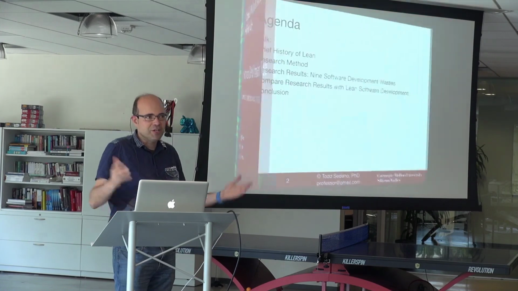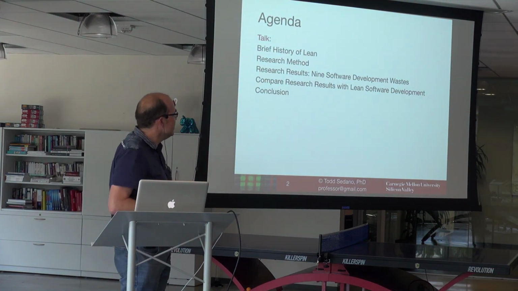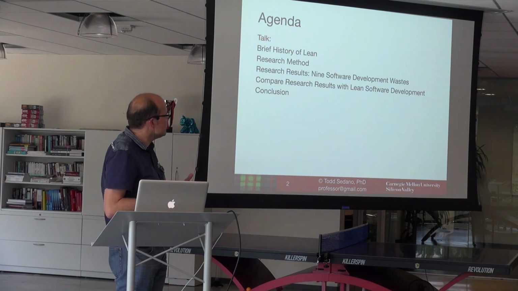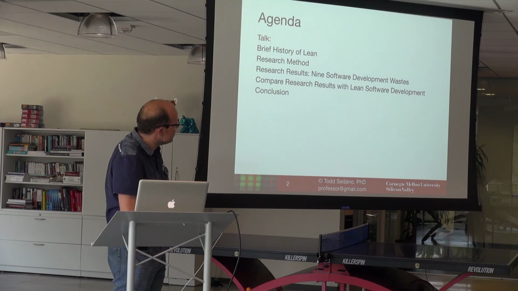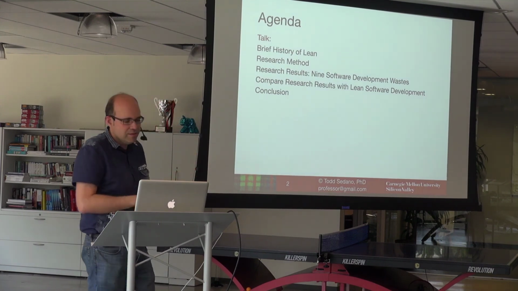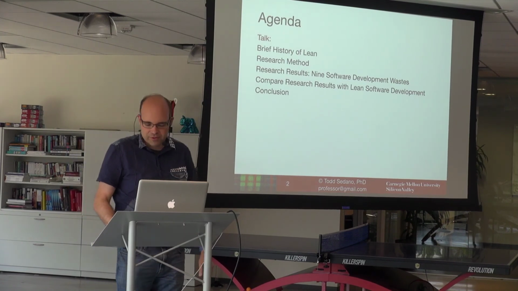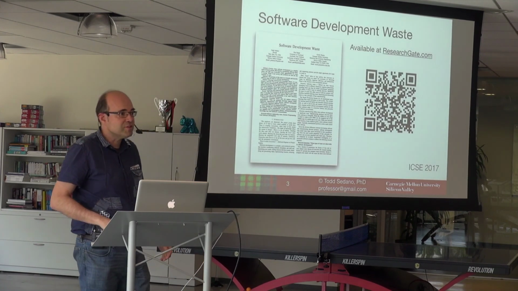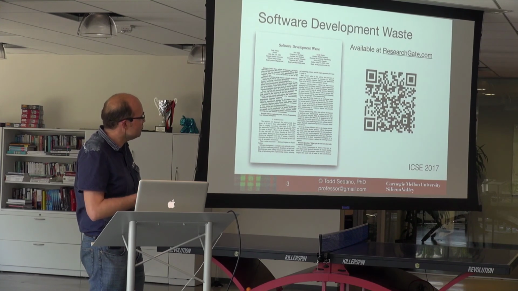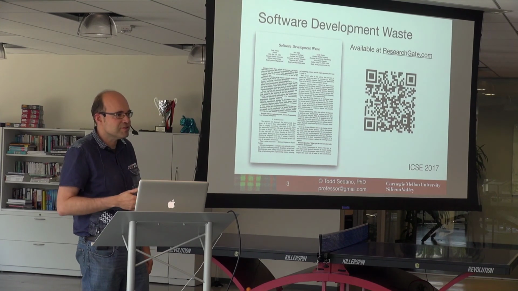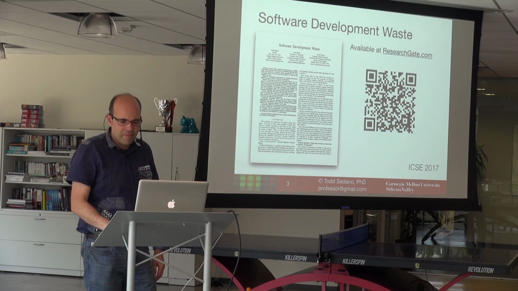So here's our agenda for our time together. I'm going to do a really brief history of Lean, and then I'll discuss and review the research method. I'll get into the research results. I'll compare the research results with what Lean software development has, and then discuss implications for us as Pivotal, and then have a conclusion. If you haven't read it yet, there's a software development waste paper at researchgate.com. ResearchGate is Facebook for researchers, and this paper is publicly available. You can download it whenever you want.